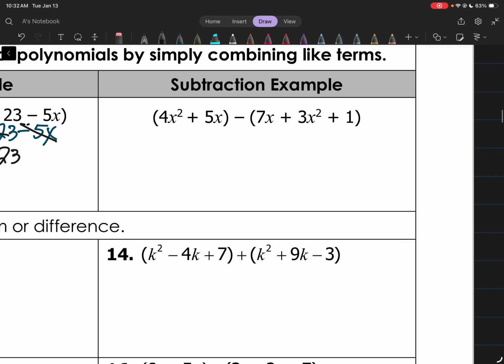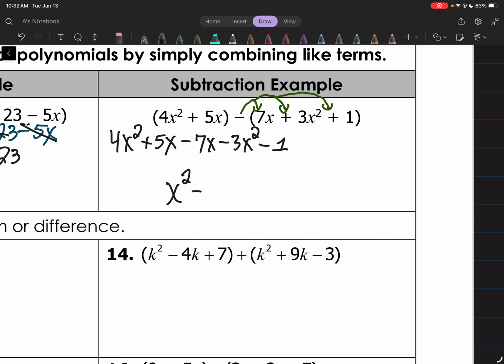For subtraction, you need to distribute the negative first. So 4x squared plus 5x. I don't have a negative, that's staying the same. Negative 1 times 7 is negative 7x. Negative 1 times positive 3 is negative 3x squared. And then negative 1 times positive 1 is negative 1. You can put this in standard form and then simplify it, but you have x squared minus 2x minus 1.